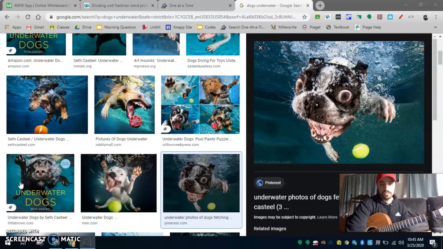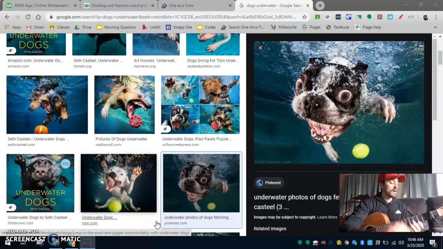I wanted to start today's lesson by showing you some pictures of dogs underwater because they're funny. So take a peek, enjoy it. Okay, do we see the dogs underwater? Awesome. Okay, moving on.